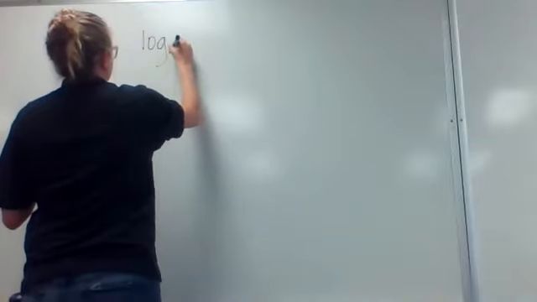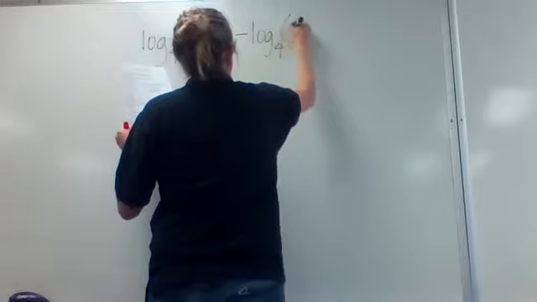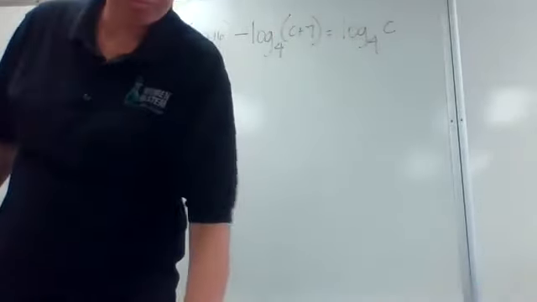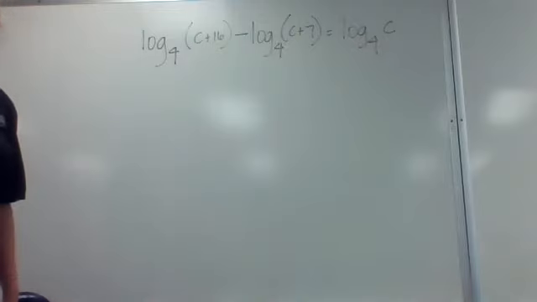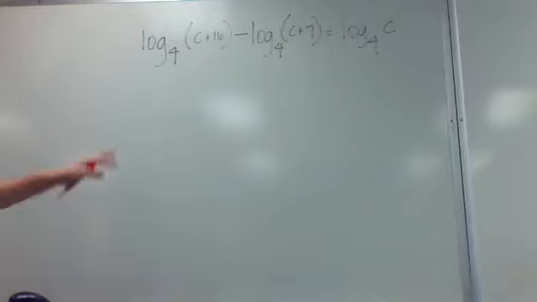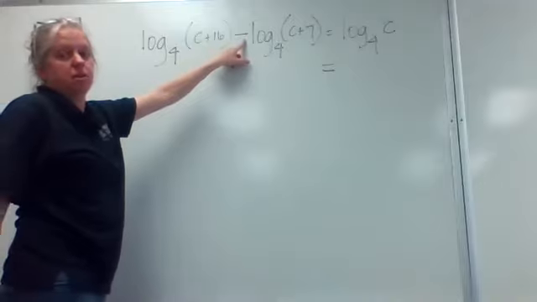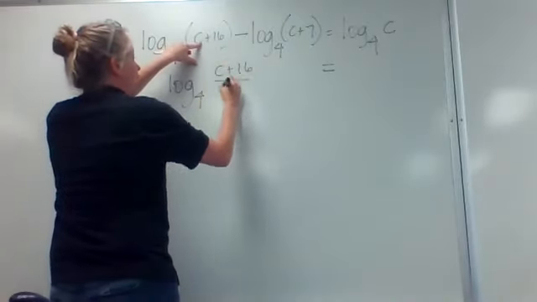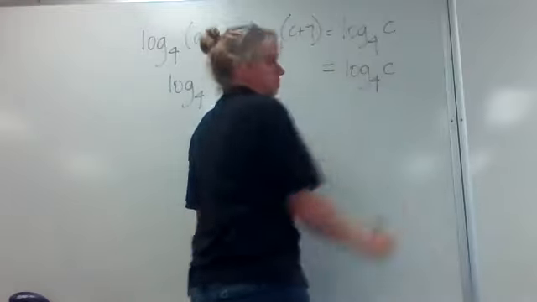Log base 4 of c plus 16 minus log base 4 of c plus 7 equals log base 4 of c. Logs everywhere. So the first thing I'm going to do is rewrite the left side as one logarithm. They're both log base 4. This one's minus, which means when I rewrite it as a single log base 4, it's going to be c plus 16 over c plus 7. Just bring this side down.